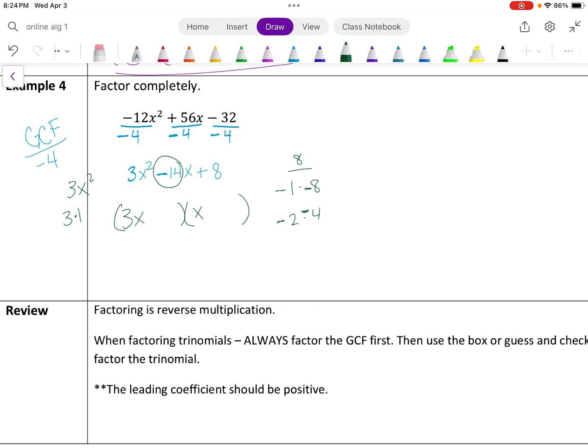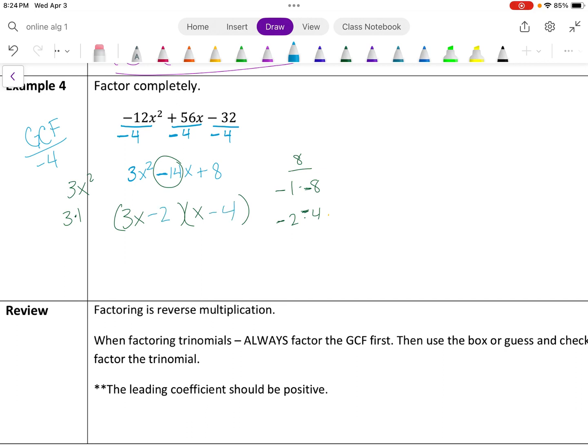Negative 14. Negative 14 isn't all that big. So if I think about multiplying 3 and 8, that's 24. That seems kind of big. And even if I think about like 3 and 1, so that'd be 8 minus 3 is 5. Kind of working through the possibilities in my head. I don't really think 1 and 8 are what I'm looking for. So I'm gonna start with 2 and 4 and hope I get lucky. And if neither of those works, then I'll go back to my 1 and 8. But I'm gonna start with 2 and 4 just because, to me, that seems like a little more likely. So I've got 2 options here, right?